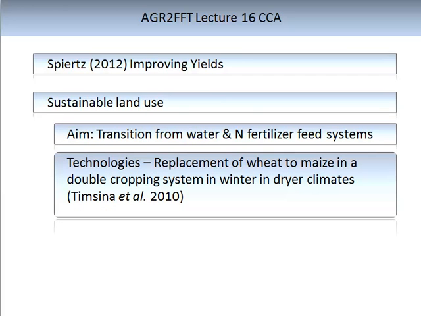Another area of climate change adaptation to improve yields is sustainable land use. We are beginning to understand more and more the importance of sustainable land use. The aim here would be the transition from water and nitrogen fertilizer feed systems to other systems that are more cyclic perhaps. These technologies include replacement of wheat with maize in a double cropping system in winter in drier climates.